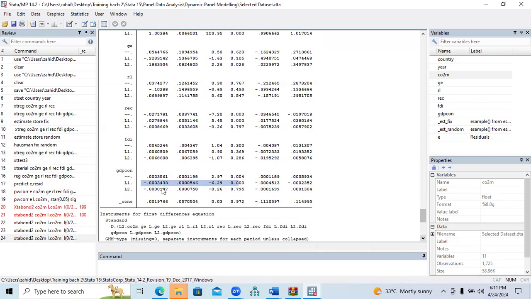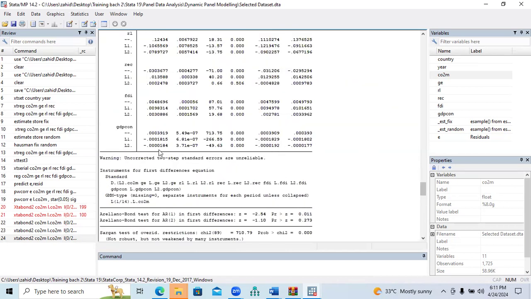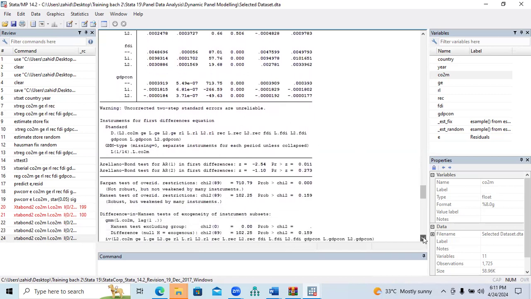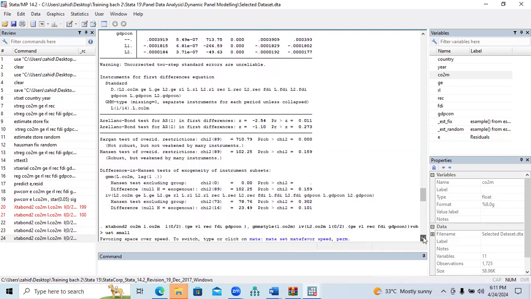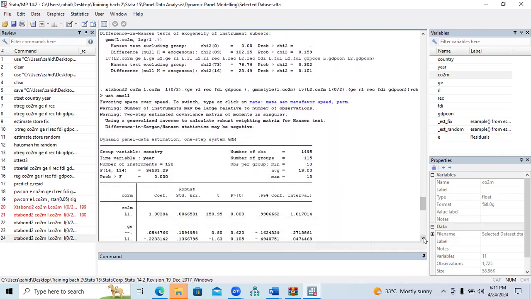And one additional thing, if you notice here, you can find the value of the constant in case of system GMM. In case of difference GMM, there is no constant value here. So most people prefer system GMM as superior in estimation for GMM estimation. So this was one-step GMM.